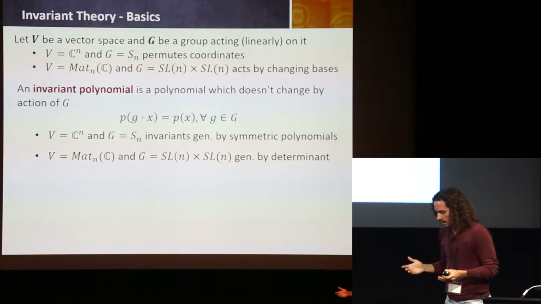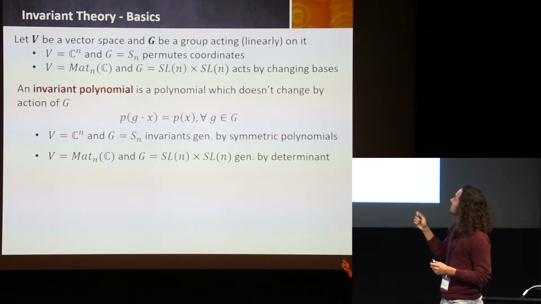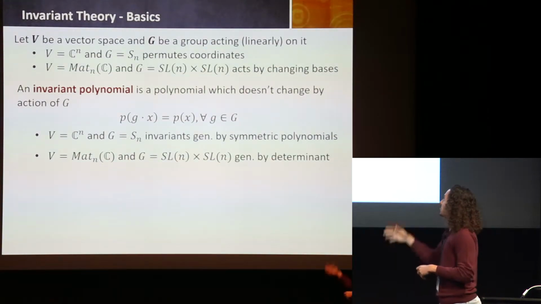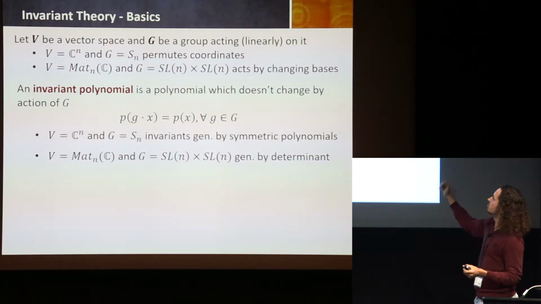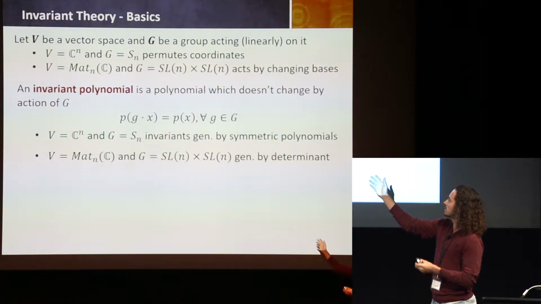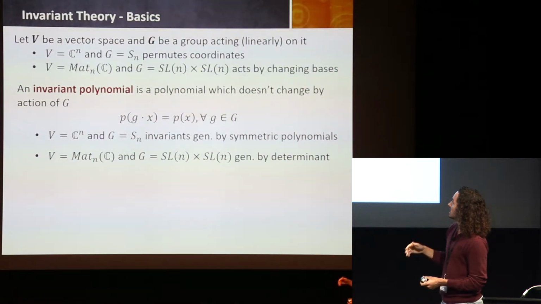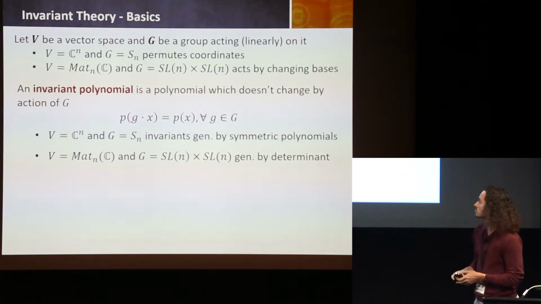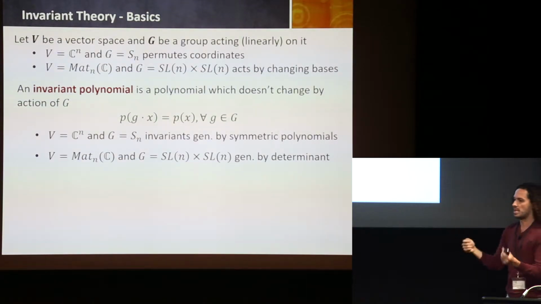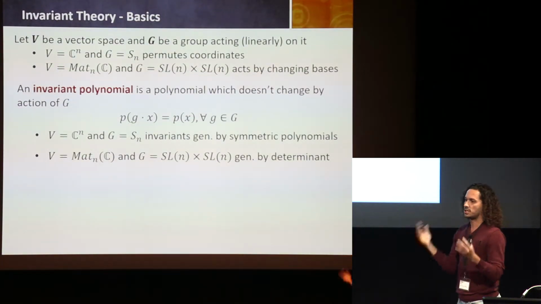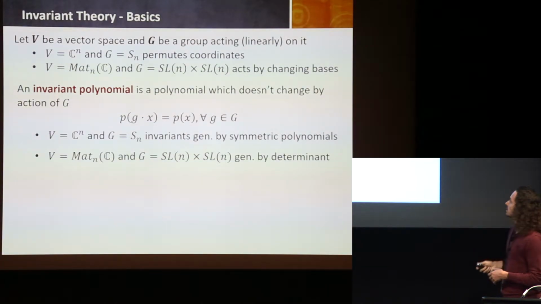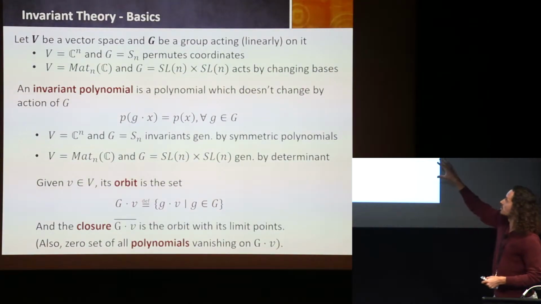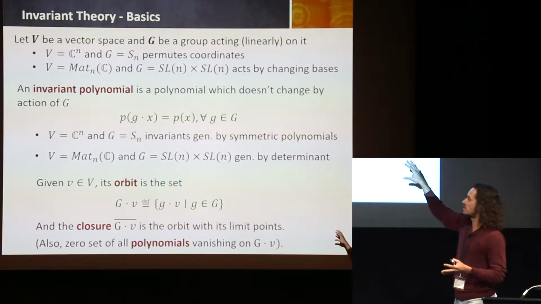And an invariant polynomial is simply a polynomial on the vector space which doesn't change by the action of G. So if I give you a polynomial P, P of x is equal to P of gx for any g in the group. So for example, in the case of the vector space being complex space and the symmetric group, the invariants, we all know they're generated by the symmetric polynomials. And in the case of the change of basis, we also know that the invariants here are just generated by the determinant. Okay? So these are polynomials that have geometric meaning. And the invariant polynomials are one of the main objects of invariant theory.